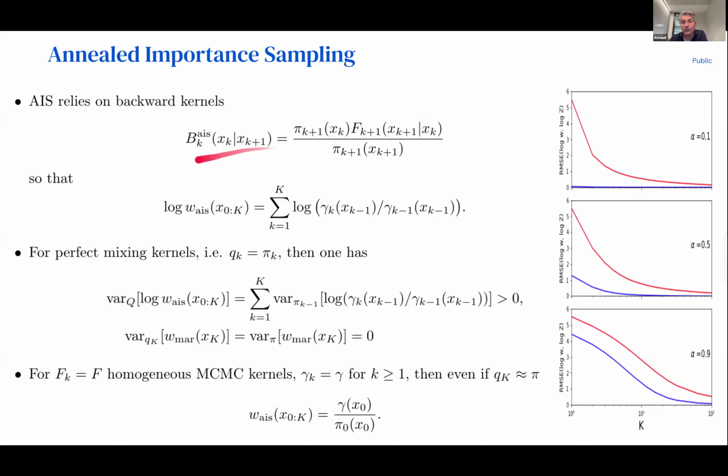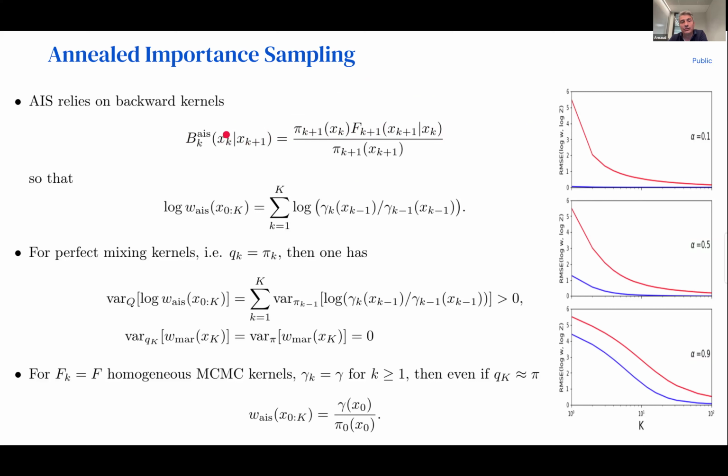Okay, and you can convince yourself that this thing is indeed a Markov kernel, because if you sum over xk, you have to sum this numerator over xk, and because fk plus 1 is invariant with respect to pi k plus 1, this thing is equal to pi k plus 1 sk plus 1, which cancels with this term. So this is a backward Markov transition kernel.